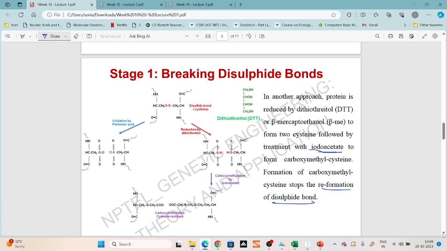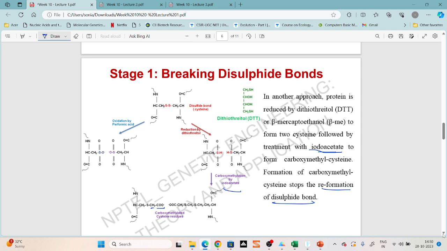But when you are using the reduction method to break the disulfide bonds, there are chances of reformation of the disulfide bonds. So in that case, you have to treat your reduced subunits with iodoacetate. So basically, you are doing a carboxymethylation reaction. What is a carboxymethylation reaction? Carboxy means carbonyl group, you can see C double bond O, and methylation means CH2. So you can see that instead of S bonded to only H, now S is bonded to CH2 C double bond O. That means a carboxymethyl group is added now.